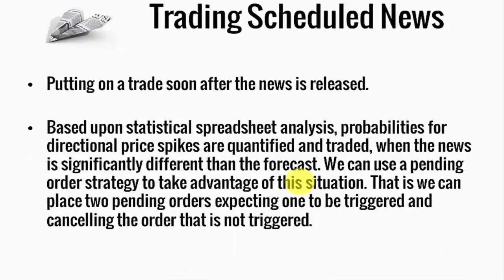A second strategy would be to put a trade on soon after the news is released. But based on statistical or spreadsheet analysis, the probabilities for directional price spikes are quantified and then traded. When the news is significantly different from forecast, we can use a pending order strategy to take advantage of this situation. That is, we could place two pending orders, expecting only one to be triggered and then the other one to be cancelled when it's not triggered.